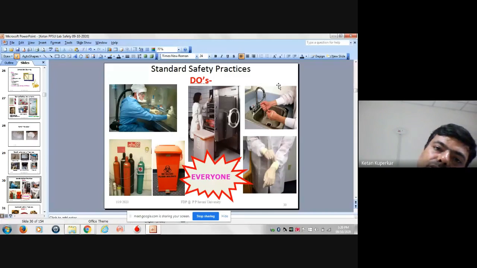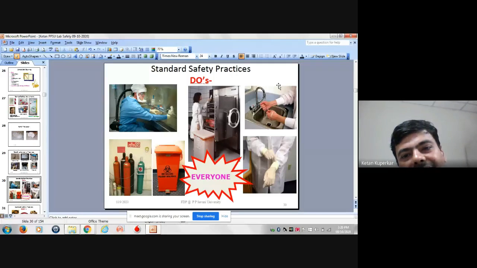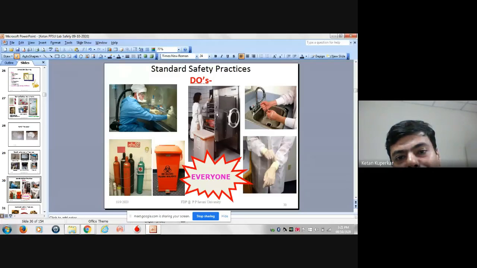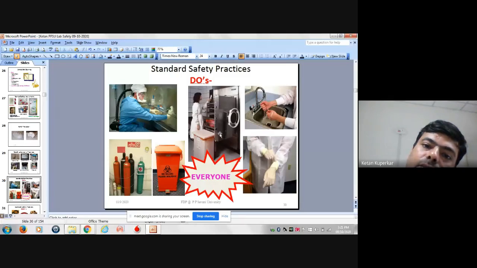So this slide shows you some standard safety practices. These are the do's. From the very first one, this technician or student or researcher is wearing the full-fledged PPE kit while performing experiments in a chemical hood. The second picture shows a lady operating an oven or incubator, where she has placed an asbestos-lined obstacle to keep the door open. This is the correct way, or else the warm door may swing and affect you.